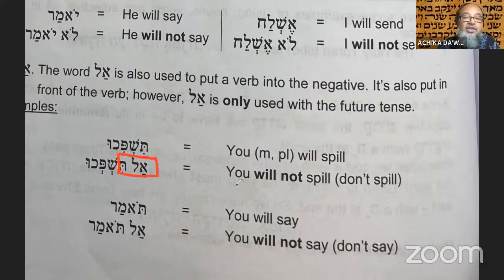This is "you." Look at this. You will not spill. Okay. You will not spill. Okay. You will say. This is future tense. So what part of this is "you"?